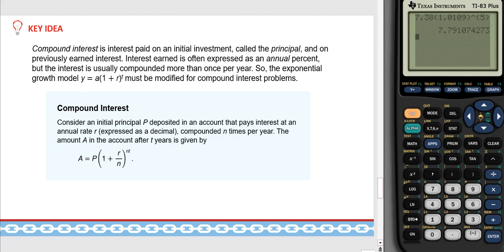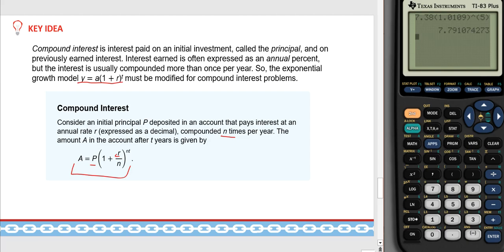So this formula here works great if it's compounded annually, but the world doesn't usually work that way. Banking doesn't usually work that way. So down here in the blue box, we have compound interest, right? So you have that P, your initial principal, is what you deposit into an account or invest, and then your annual rate is here at R. We're going to change that to a decimal, of course, not as a percent. And then we get a new value here, the N value. That is how many times a year the interest is compounded.